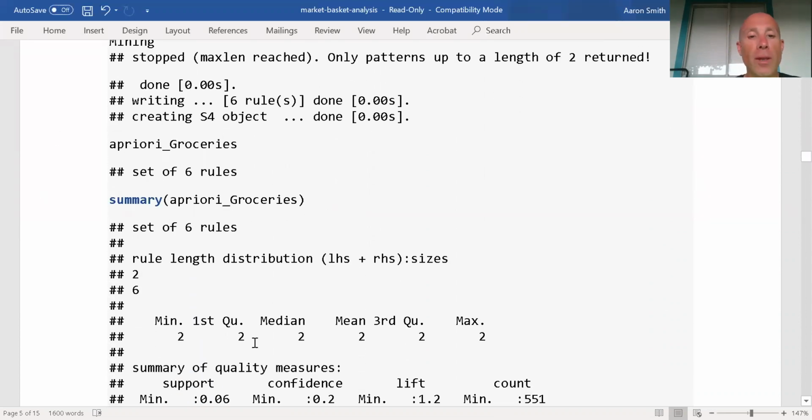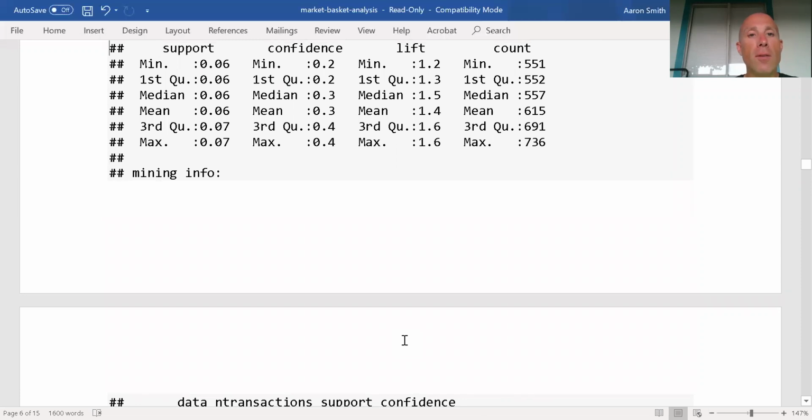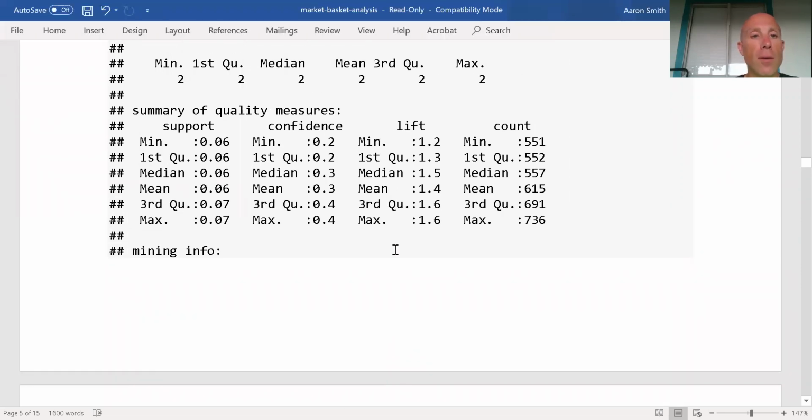And all of the rules were length 2 because we set that as the minimum and the maximum. And we can see the range of support values, the summary statistics for confidence, lift, and count. So minimum lift of 1.2. Remember, 1 is interpreted for lift. 1 means that we're not doing any better using the model than if we didn't have the model at all, if we just did the naive thing.